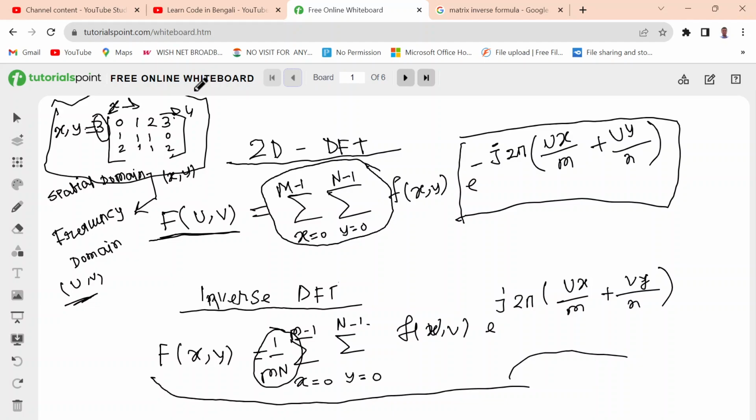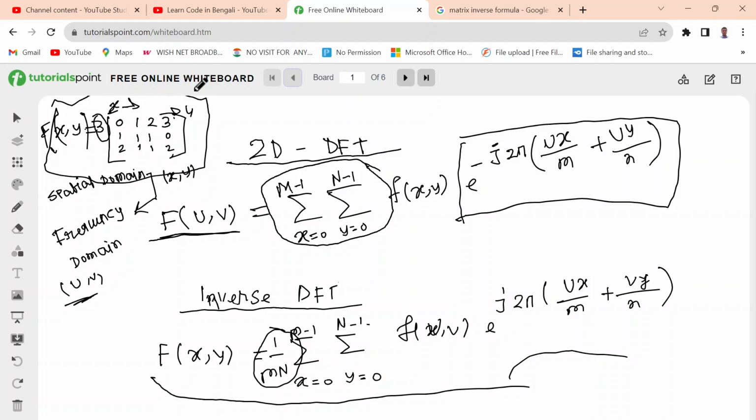So what is 2D DFT? First of all, you have to understand what the two-dimensional approach of an image is. Two-dimensional means there should be some f(x, y) coordinates, and x and y are the spatial coordinates of the image, and you can represent it as a matrix. I have represented x as the row and y as the column. So there are 3 rows and 4 columns. This is an example.